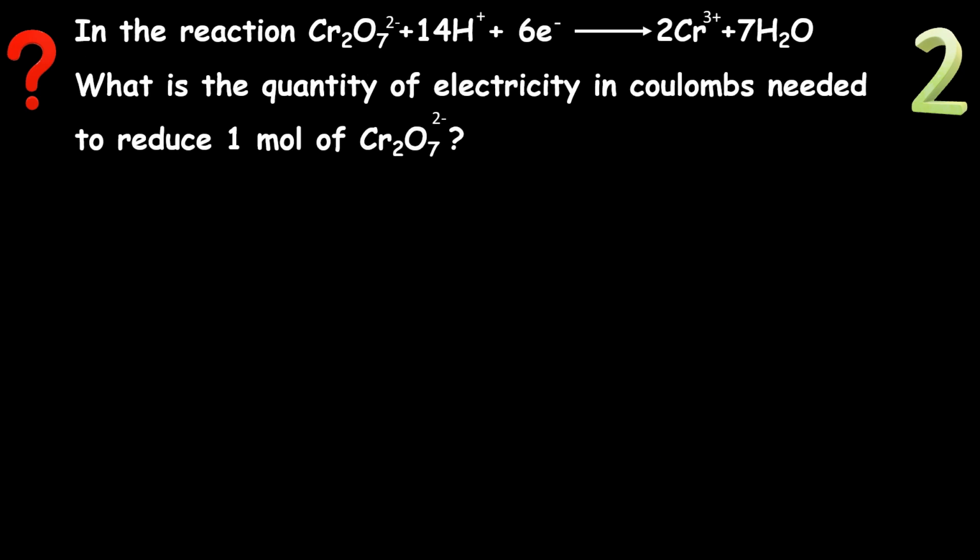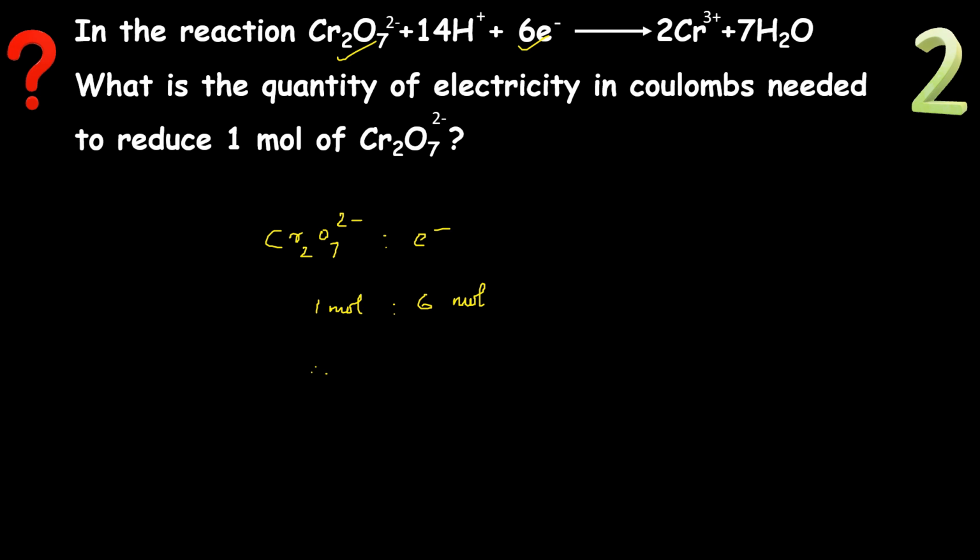Here we have to calculate the quantity of electricity in coulombs needed to reduce 1 mole of dichromate ion. So let us compare dichromate ion and electrons in the given equation. You can see the balancing coefficients. 1 mole of dichromate is to 6 moles of electrons.